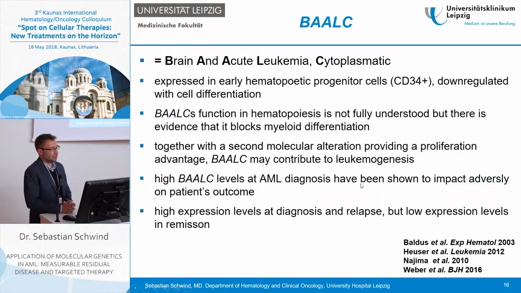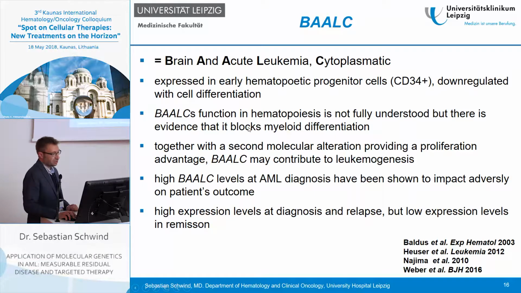What we also did was we looked at AML-associated gene expression markers, if they could be helpful for those patients that do not carry recurring mutations that are easily measurable by real-time or digital droplet PCR. And we first looked at a gene called brain and acute leukemia cytoplasmatic, BAALC, which is expressed in early hematopoietic progenitor cells, and it gets downregulated with differentiation.